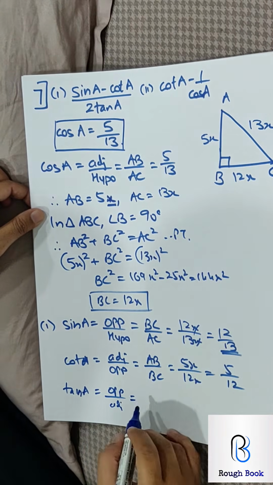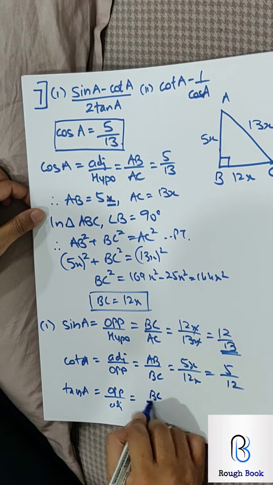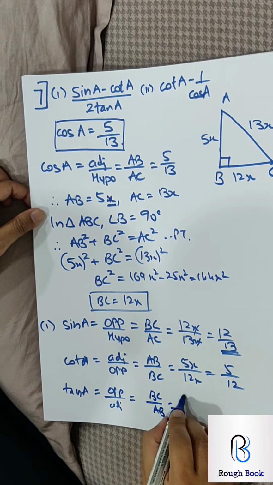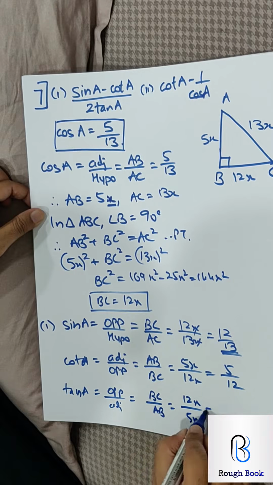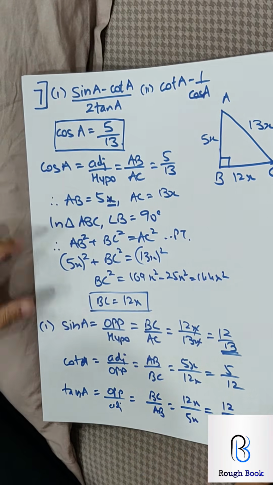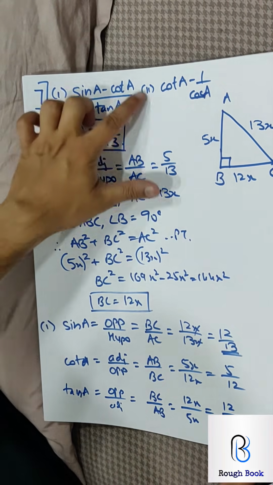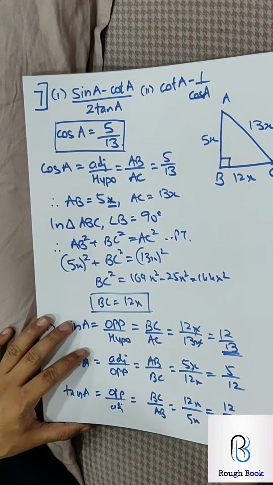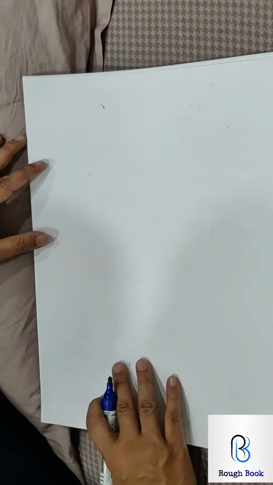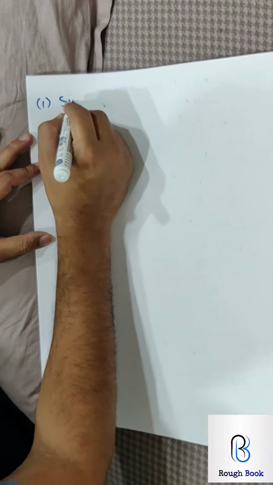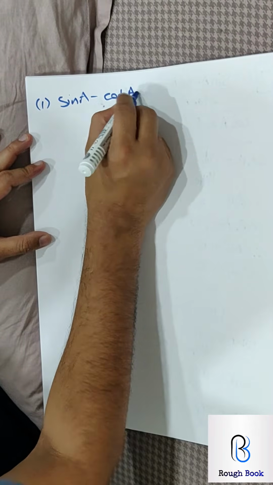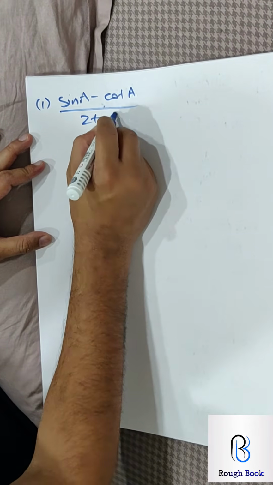So A is opposite BC, adjacent AB. So 12x by 5x, 12 by 5. Now that I have got all three, I can substitute in this expression. So sin A minus cot A upon 2 tan A.